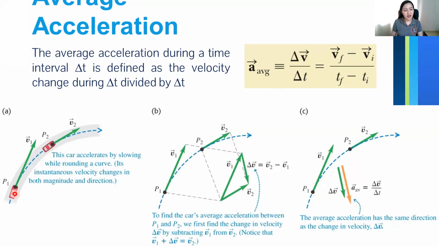This is a car moving around a curve. This car accelerates by slowing while rounding a curve. Its instantaneous velocity changes in both magnitude and direction. The velocity at this point is different from the velocity at that point. We can say that it is decreasing, it slows down, because the velocity vector gets smaller. To find the car's average acceleration between the two points, P1 and P2, we find the change in velocity by subtracting V1 and V2, and then find the acceleration by dividing by delta t. The average acceleration has the same direction as the change in velocity.